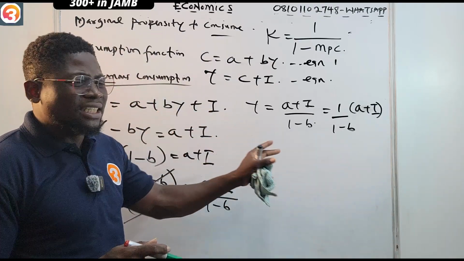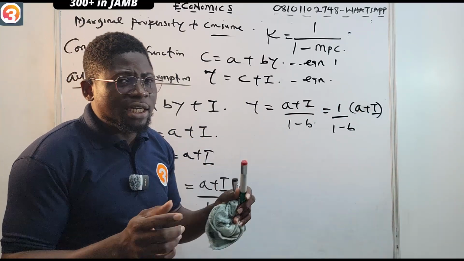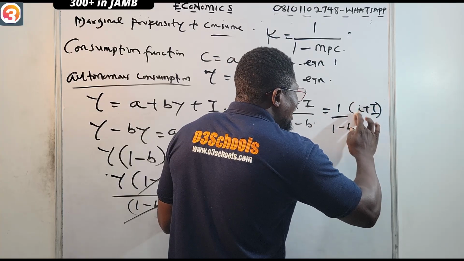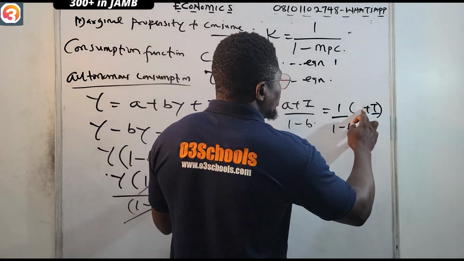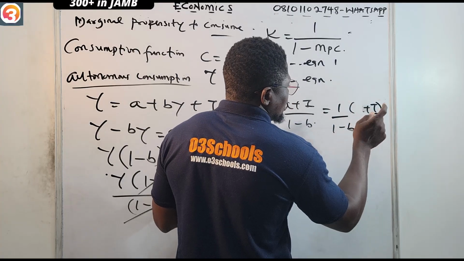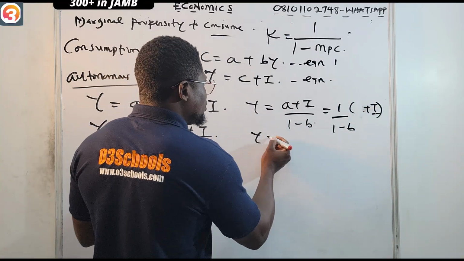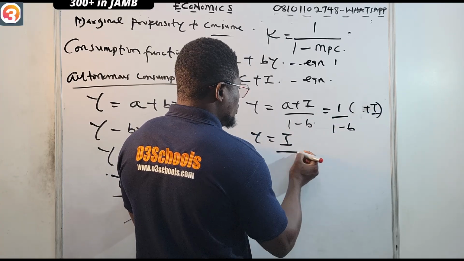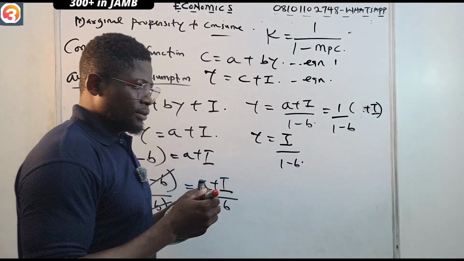We don't usually look at it when talking about national income, so it does not change. For that reason, we can decide to ignore A. We can pretend as if it's not there. Now what will only be left here is investment, because 1 times investment is investment. So I'm going to have I over 1 minus B.